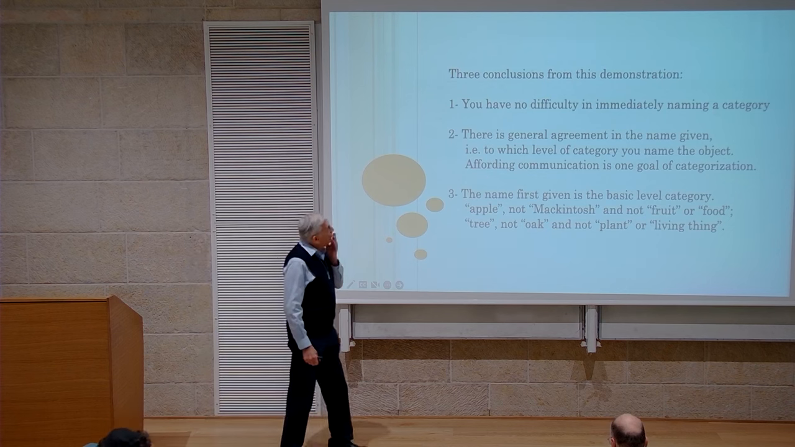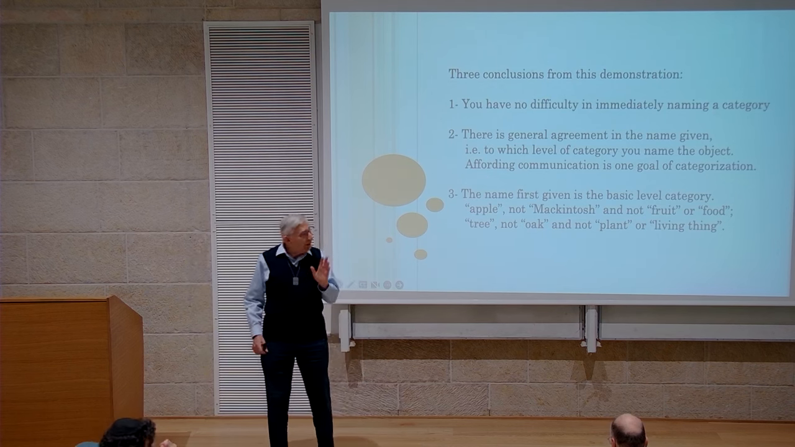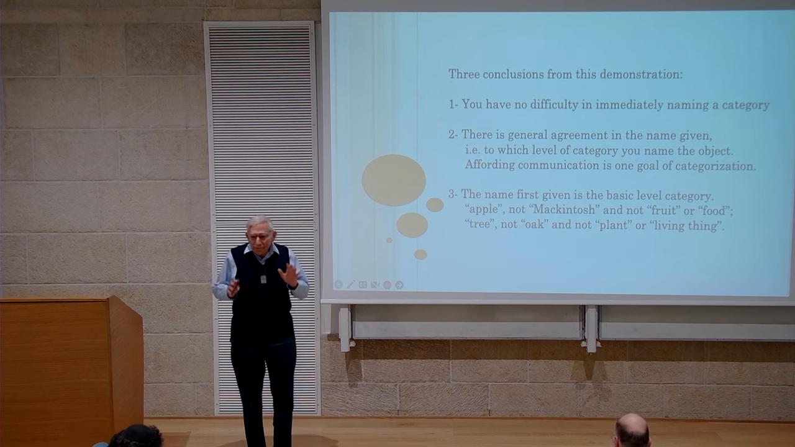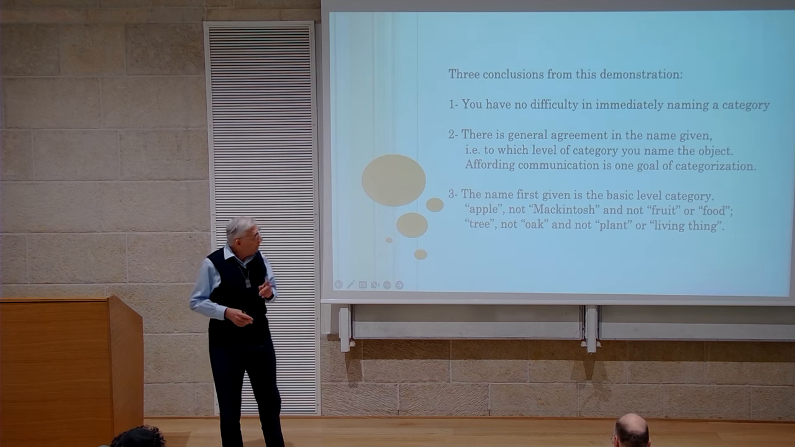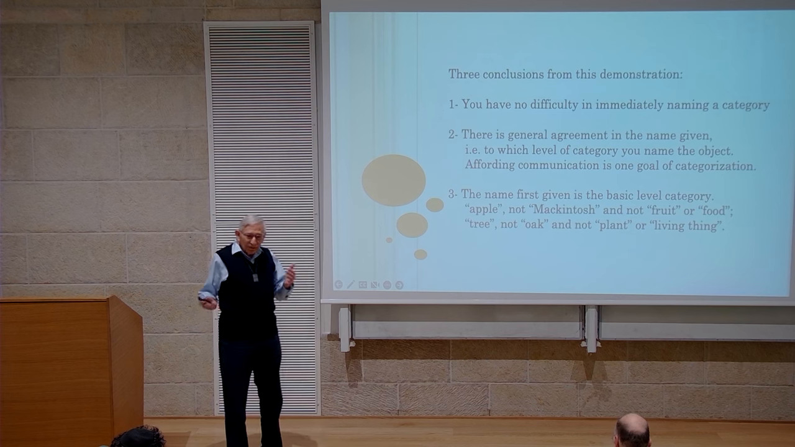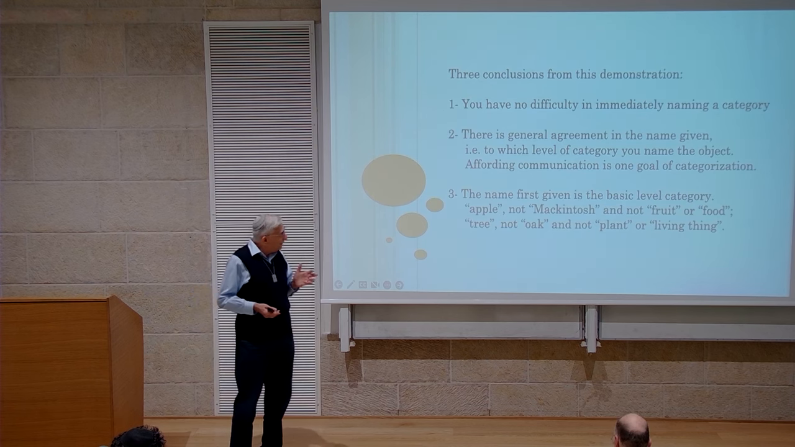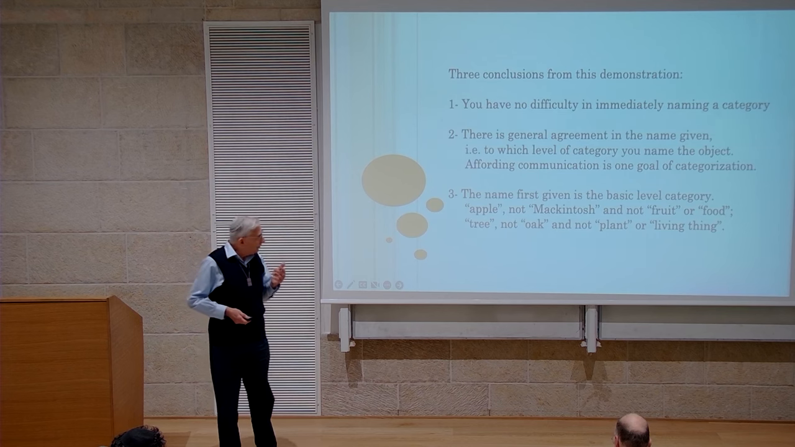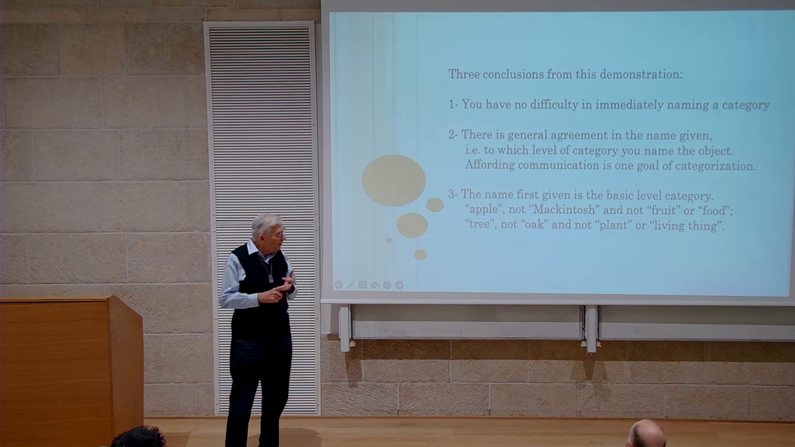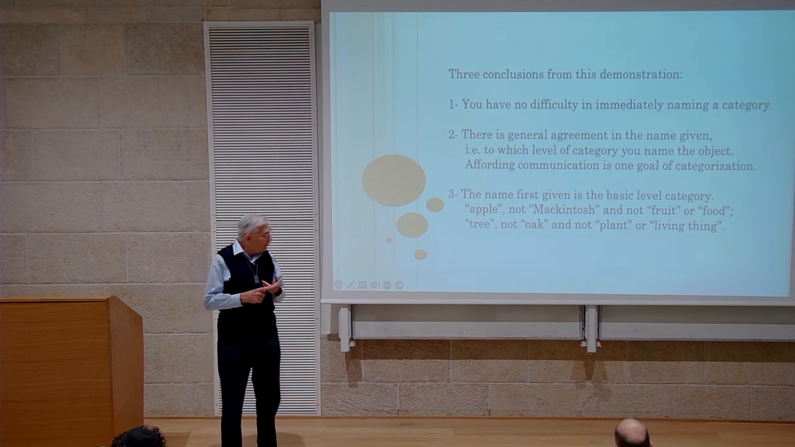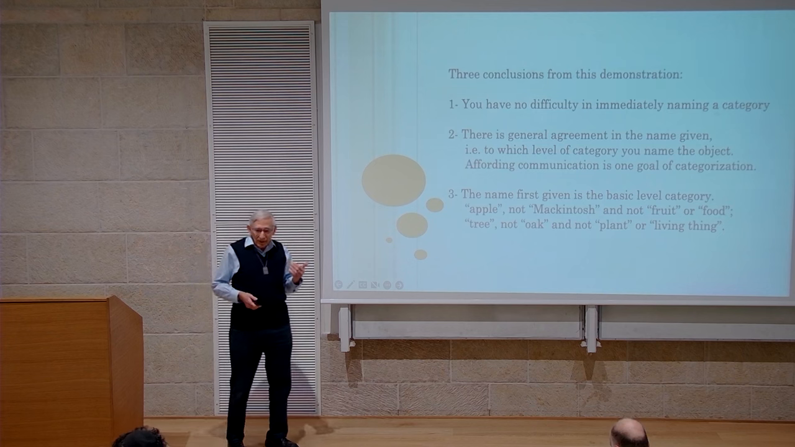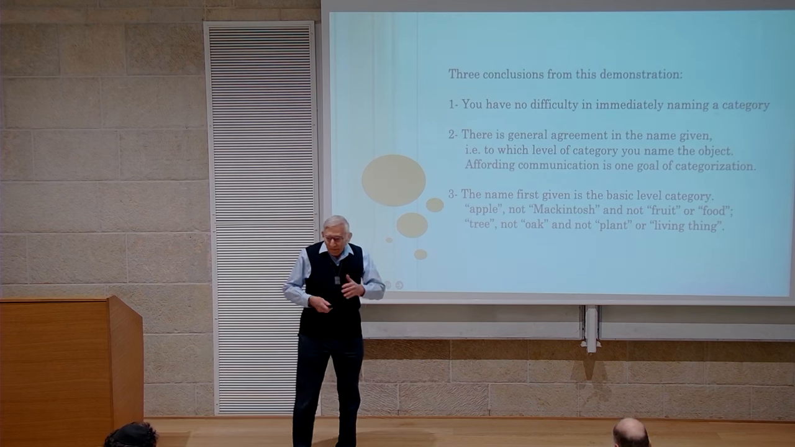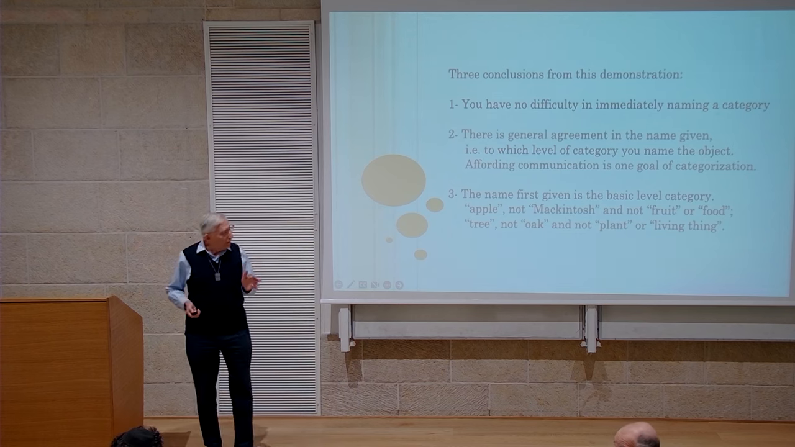Okay, very good. So, three conclusions from the demonstration. Number one, you have no difficulty in immediately naming the object. Naming what? Naming the category. Second, there's generally agreement, in different languages, but agreement of the name which you give, and the level that you give for the category. You say apple, tapuach, rather than Macintosh, or rather than fruit, or food. You say tree, not oak, not a plant, not a living thing. So the level of category that you give is what we call the basic level. And there's general agreement that that's the first thing that people give.